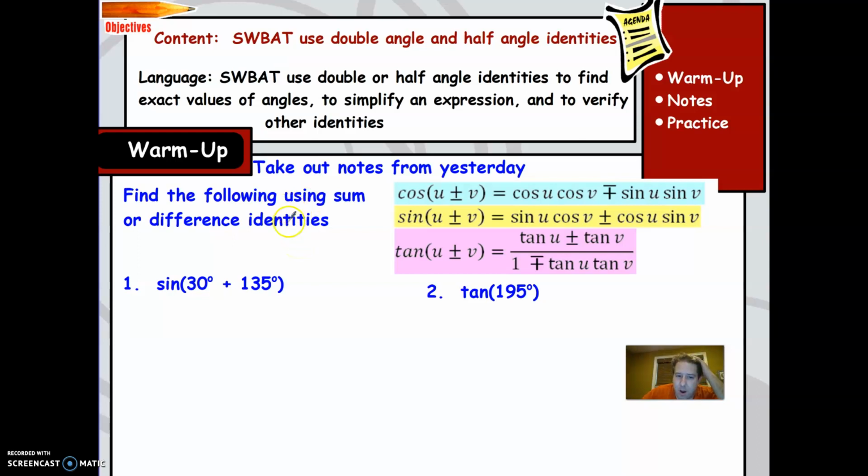This is lesson number 6, which we are going to be doing double angle and half angle identities, starting off with a video of using sum and difference identity. So this is addition, which is sum.